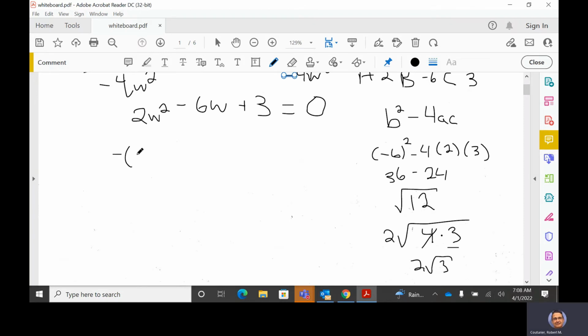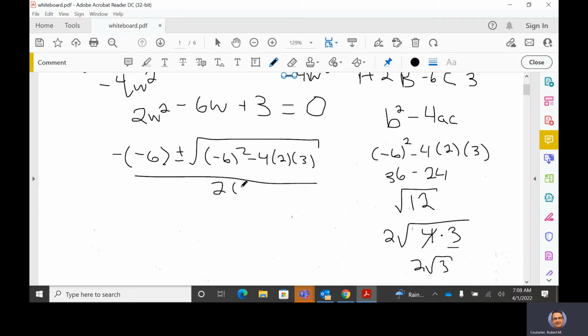So we had, what was it, negative b plus or minus the square root of all of this, negative 6 squared minus 4 times 2 times 3, all over 2a. But now we know that all of this is equal to this. You have 2 square roots of 3 plus or minus 6 over 4.